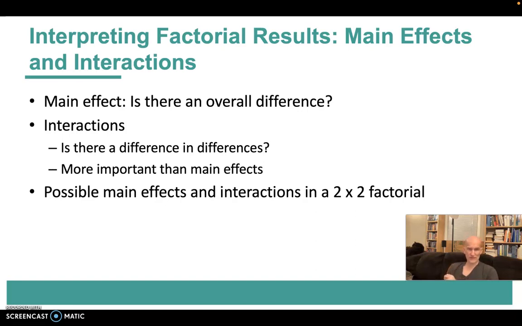In a factorial design with two factors, or in other words, two independent variables, we can look at several things. We can look at the overall effect of one variable, ignoring the other one. We can look at the overall effect of the other variable, ignoring the first one, and we can look at their interaction.